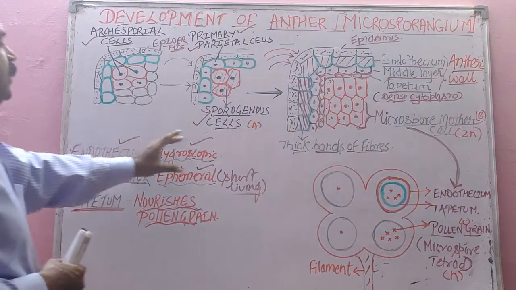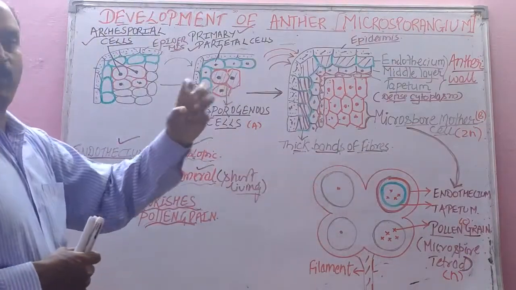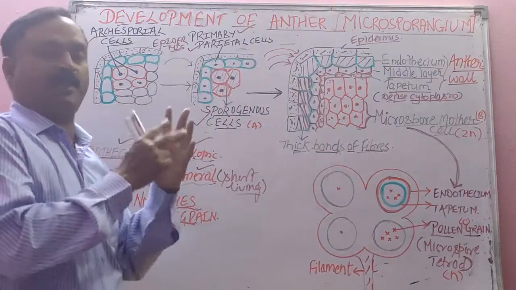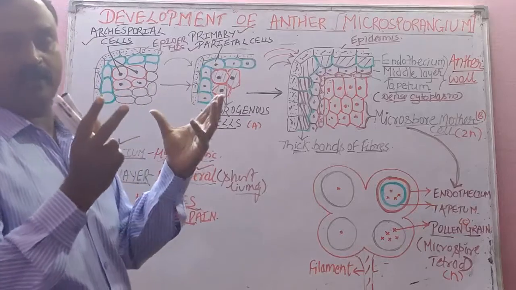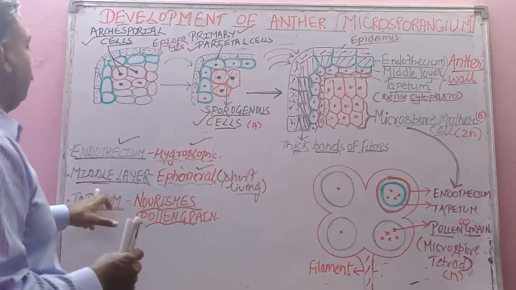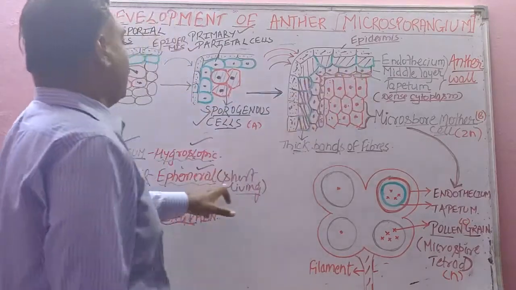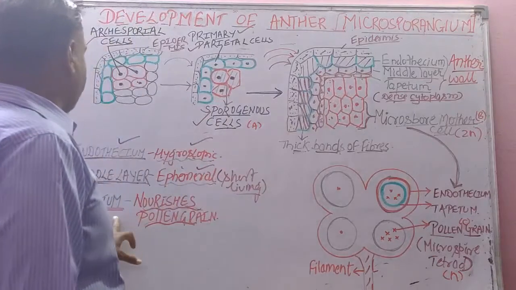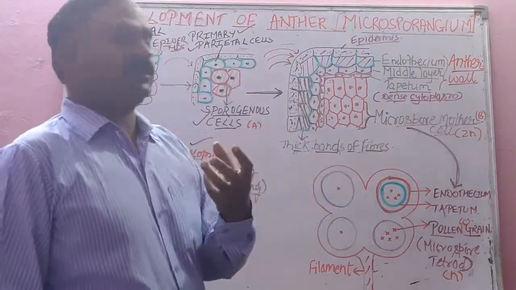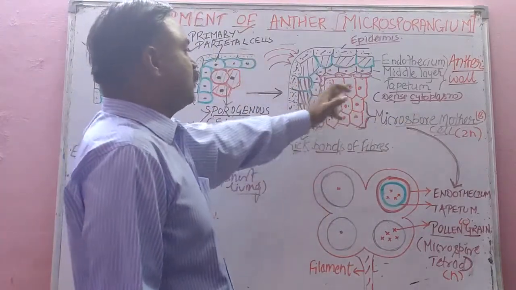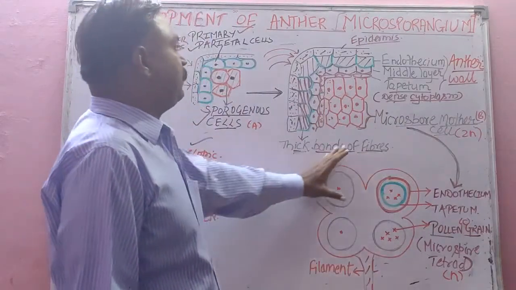Student, endothecium, due to presence of thick bands of the fiber, is hygroscopic in nature. So it absorbs moisture and that helps in the rupturing of the anther and dispersal of the pollen grain, isn't it? Then middle layer is ephemeral, this one, this brown color layer. Ephemeral means short living, and innermost is tapetum, that has dense cytoplasm because it is nutritive in nature. So it nourishes the developing microspore mother cell, isn't it? And this is the ultimate structure of developed microsporangium.